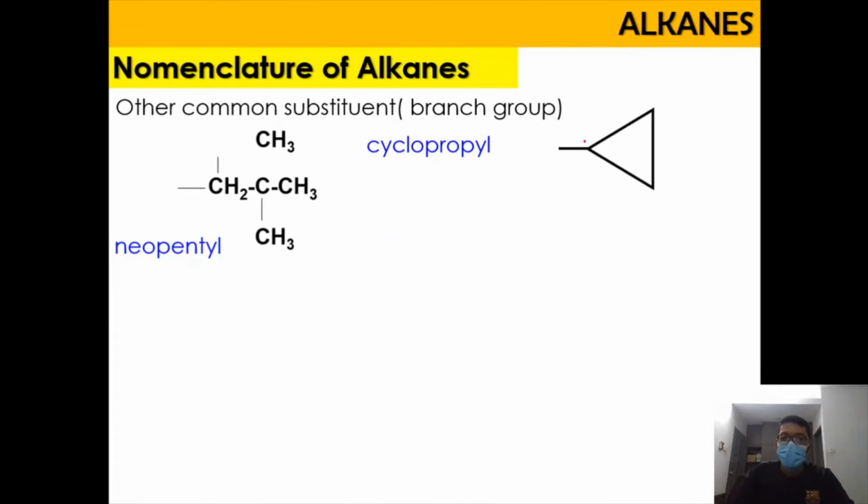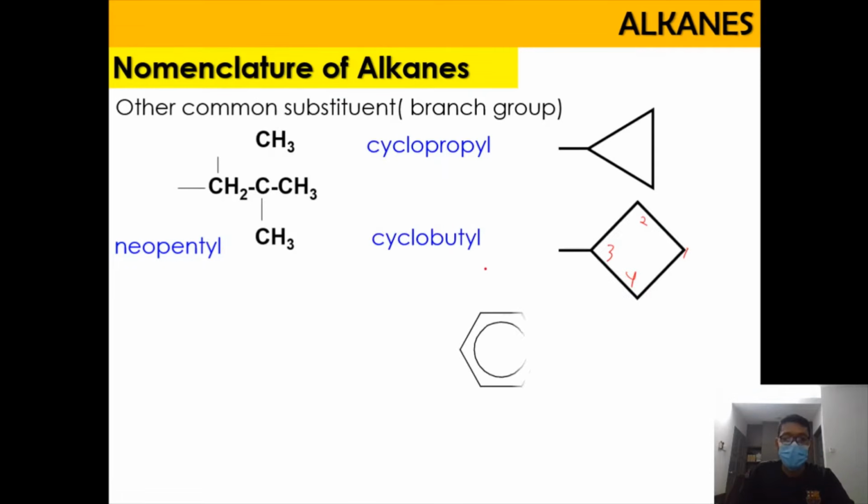For example, if you have a group like this, it is known as neopentyl. If you have a cycloalkane as the substituent, it's going to be cyclopropyl. If the ring has 1, 2, 3, 4 carbons and it becomes the branch, it's going to be cyclobutyl. Alright, if the benzene ring is going to be the substituent, or written as C6H5, it will be known as the phenyl substituent.